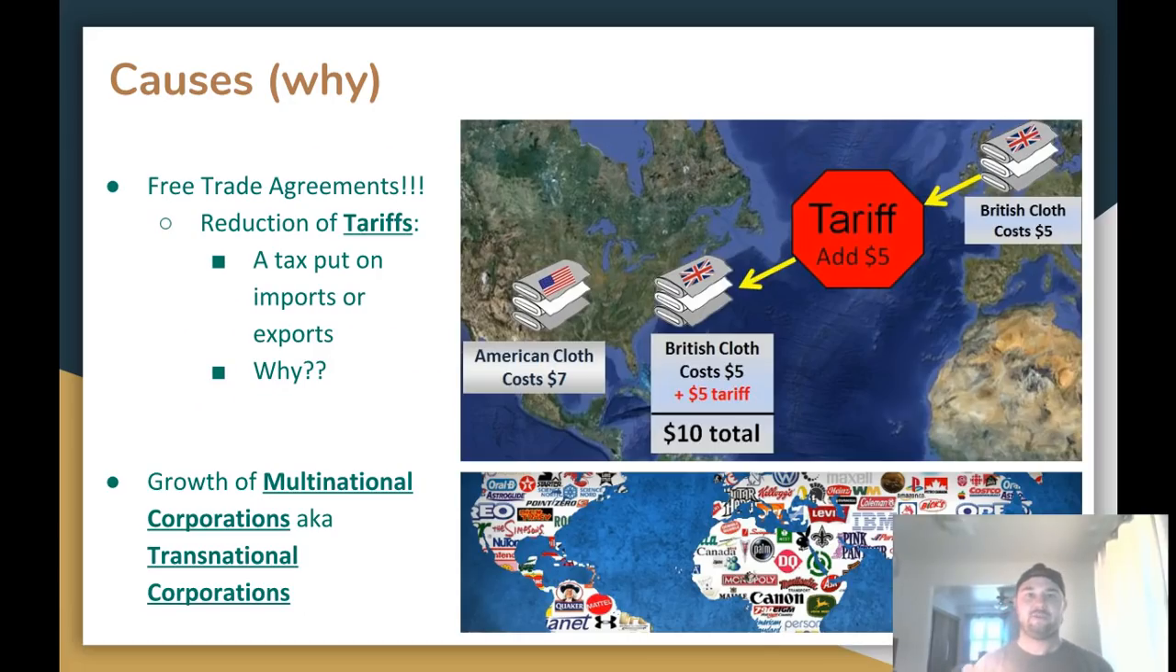Now, another reason for this: we have tariffs. Again, a tariff is just a tax on an import coming into a country. Once you start having tariffs or raising those tariffs, prices go up and people buy less.